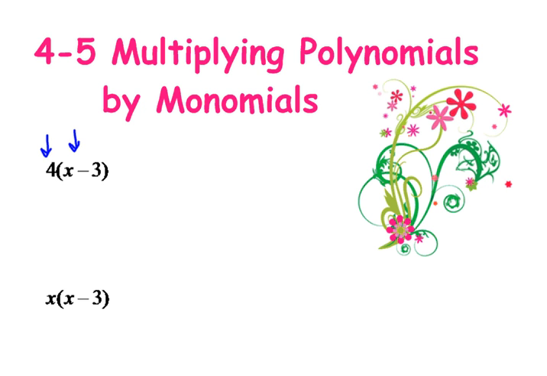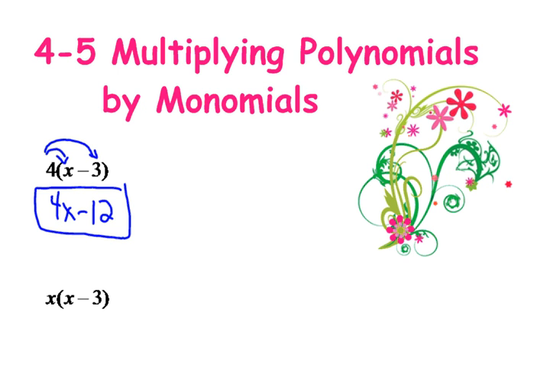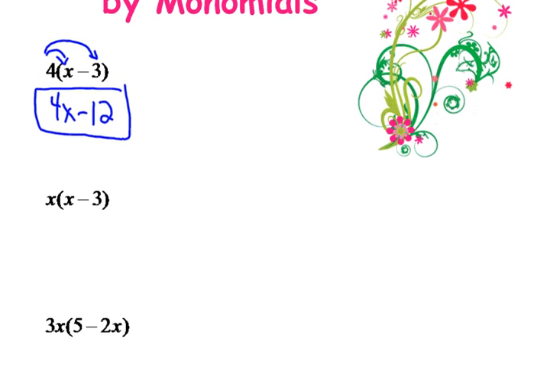How many pieces does it have? It has two, the x and the 3, so this is a binomial. We're going to go ahead and multiply. This is distributing that you've learned. So we do 4 times x is 4x. 4 times minus 3 is minus 12. There's no equal sign, so there's no need to solve anything. We can leave it 4x minus 12.